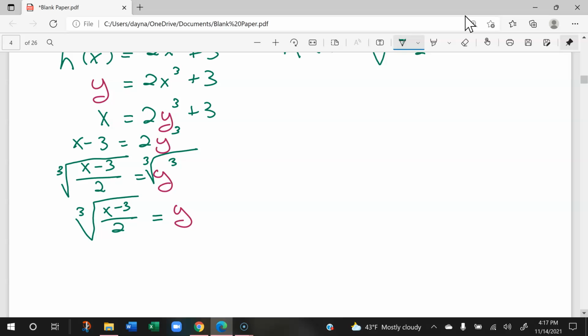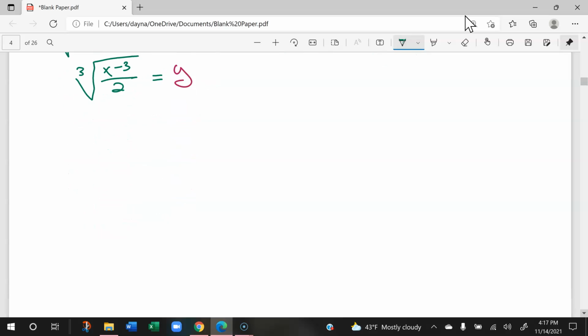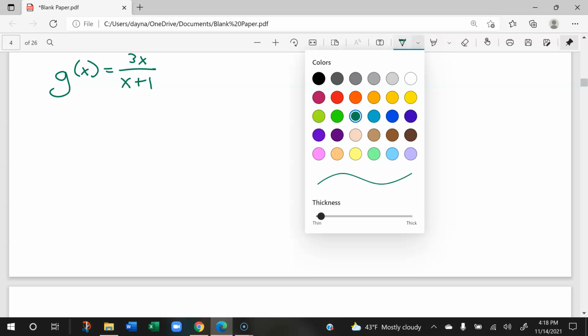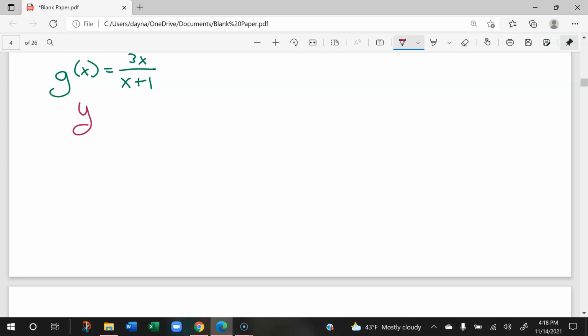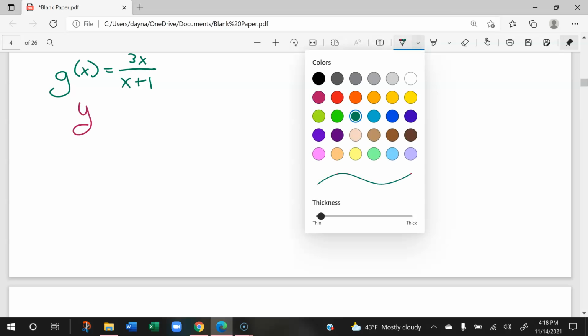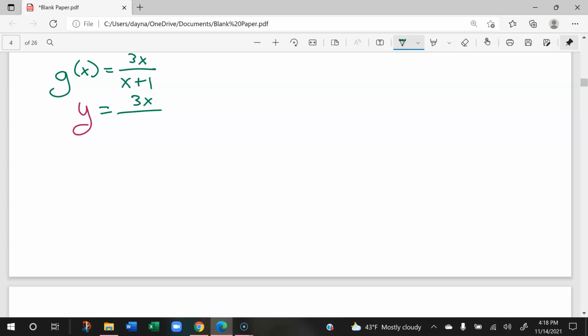I want to do one more, and this one is going to have x's in 2 locations. So this one is going to start out with g of x is equal to 3x divided by x plus 1. So you'll notice that I have x in 2 different locations. So I'm going to have y is equal to 3x divided by x plus 1. That was my first step.